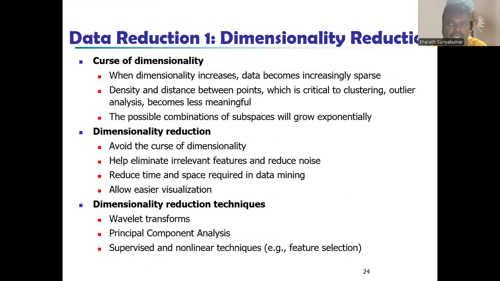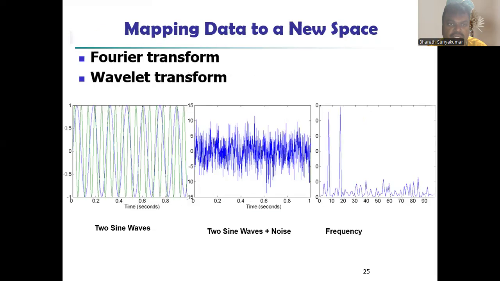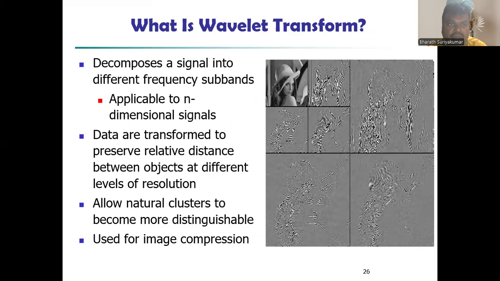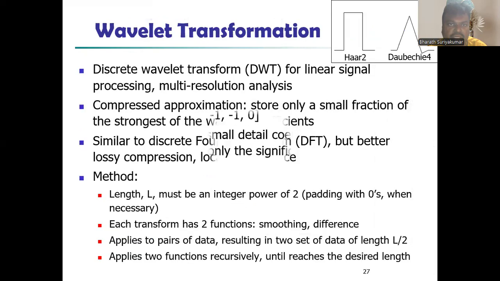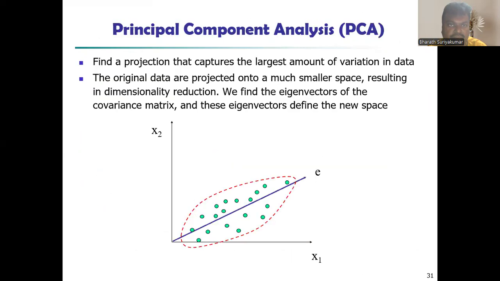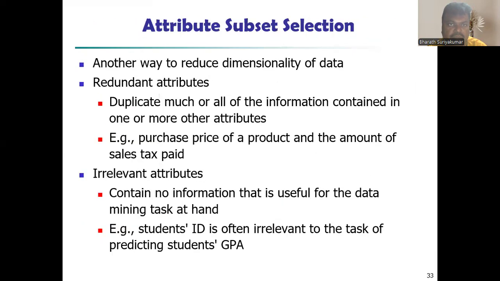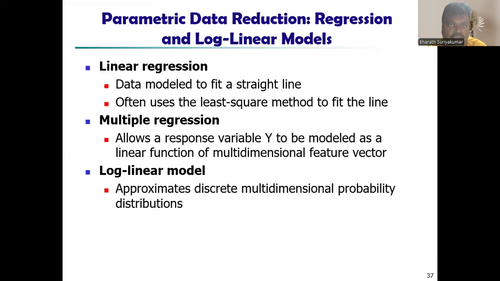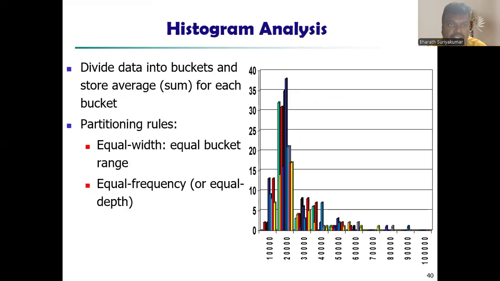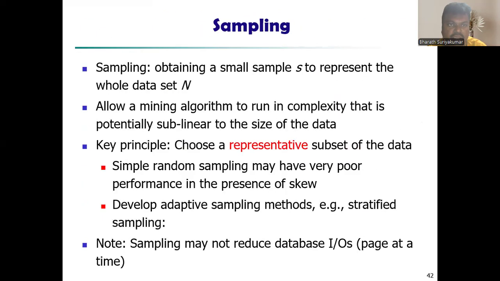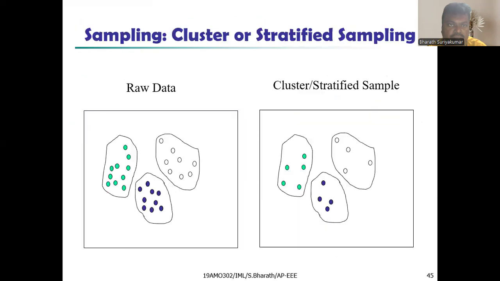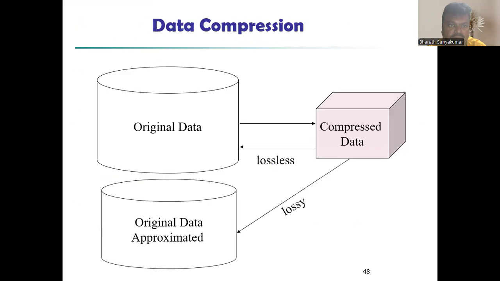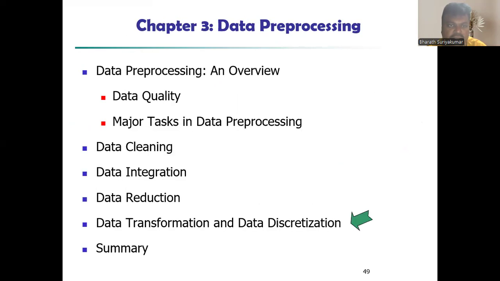Dimensionality reduction addresses the curse of dimensionality, using techniques such as mapping of data, Fourier transforms, and wavelet transforms. Principal component analysis is one method of finding the important dimensions of the data. Regression analysis and histograms are also used, along with sampling. In lossless compression, the original data is compressed and we get the final data.